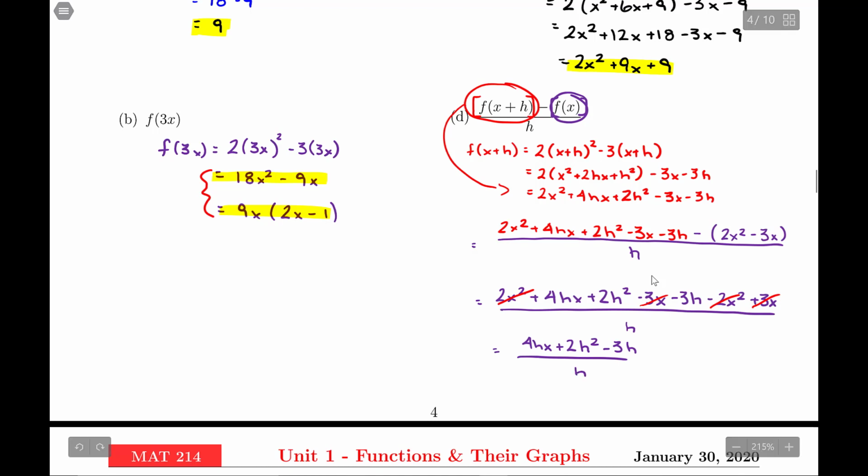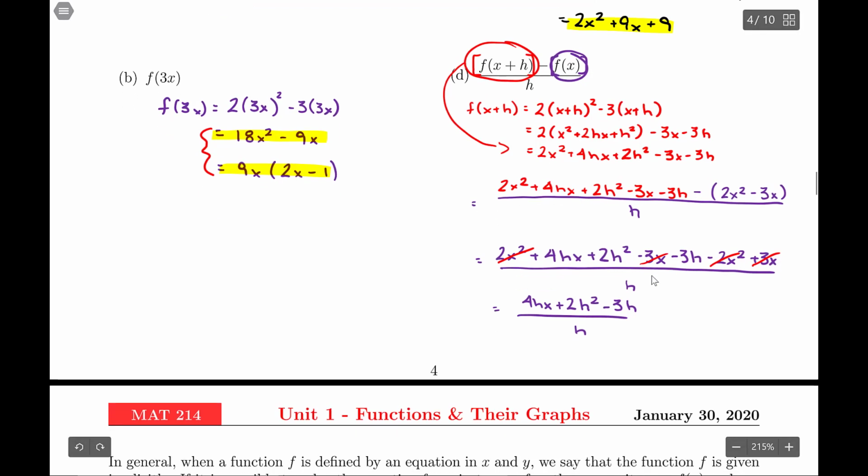If you notice in the numerator, every term has an h, so we can simplify by reducing each term based off the h in our denominator, and what we end up with is 4x plus 2h minus 3.